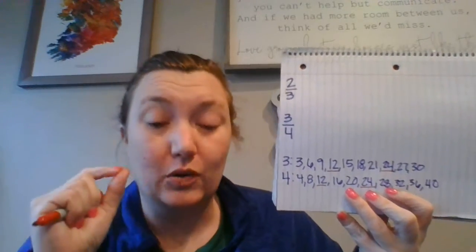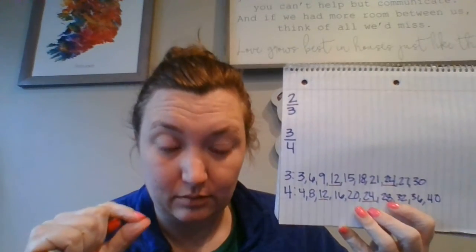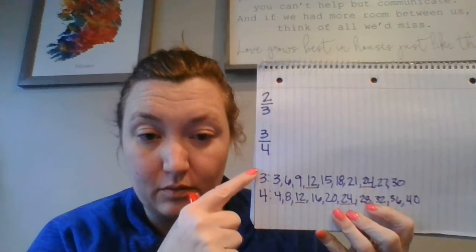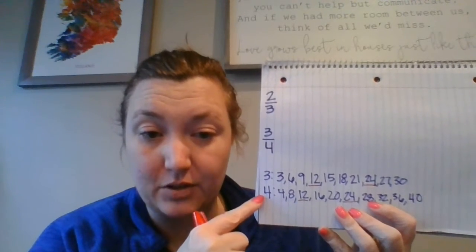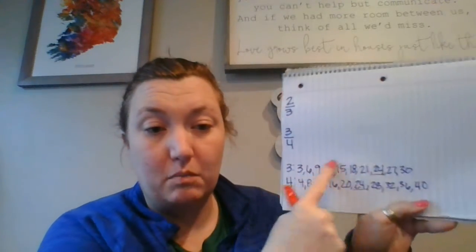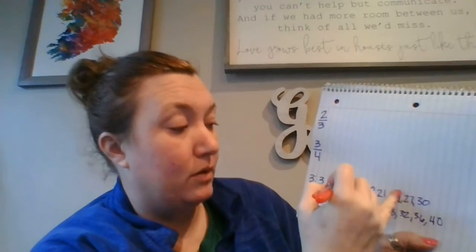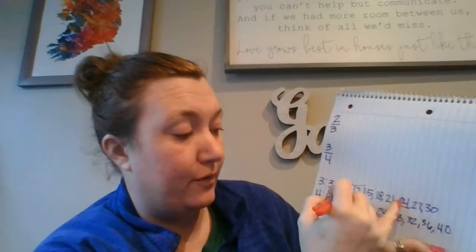So your least common multiple is going to be the lowest multiple that you found when you skip count, right? Because these are the multiples of 3 and 4. So your least common multiple for 3 and 4 is going to be 12.